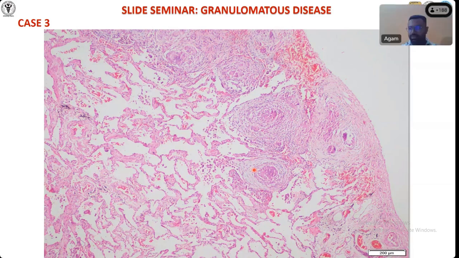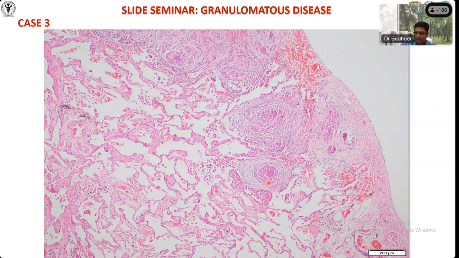Sir, punctate necrosis is also visible in areas of calcification, sir. Beneath the pleura, sir. These are all multinucleated giant cells, you know. These are well-formed epithelioid cell granuloma.